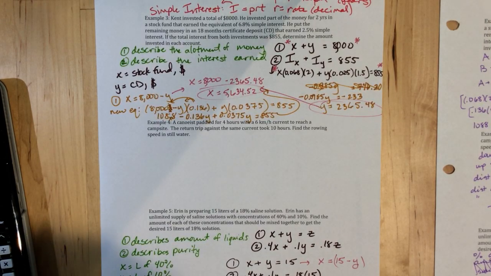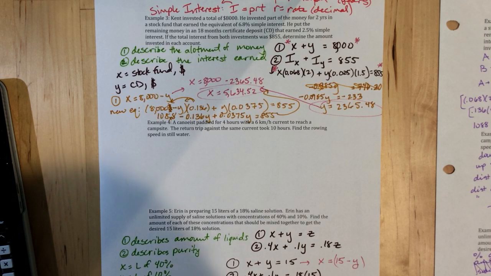A canoeist paddled for 4 hours with a 6 km/h current to reach a campsite. The return trip against the same current took 10 hours. Find the rowing speed in still water. Okay, so when it asks for rowing speed in still water, basically, what is our speed? As a person, what is my rowing speed? If I was set in like a giant pool and someone just said, okay, row, basically, what is the speed that I can go at?